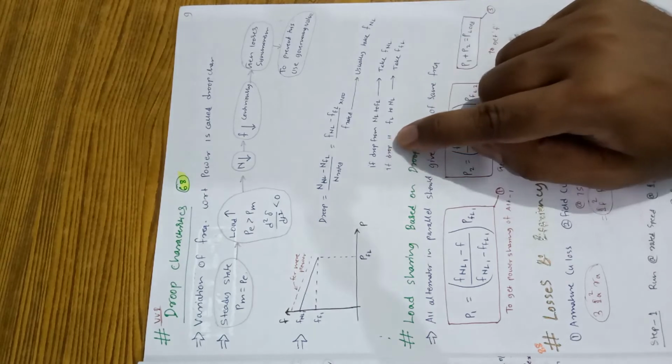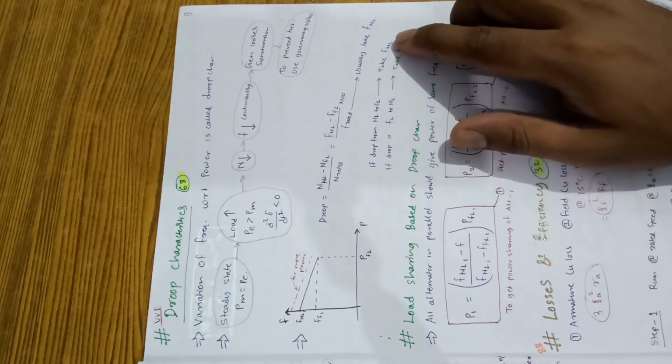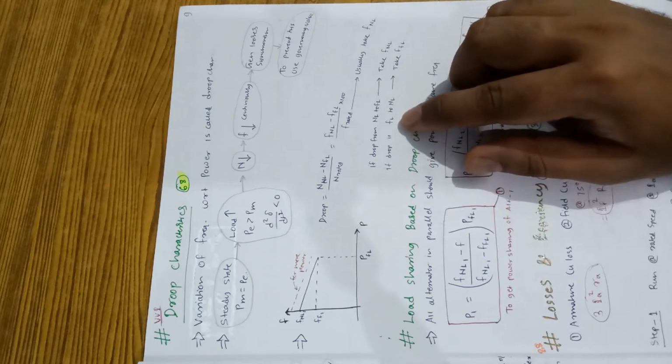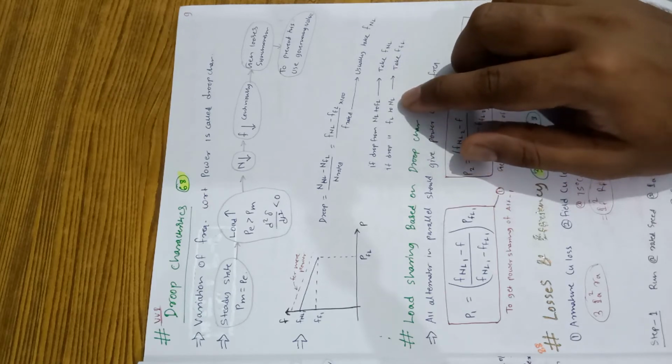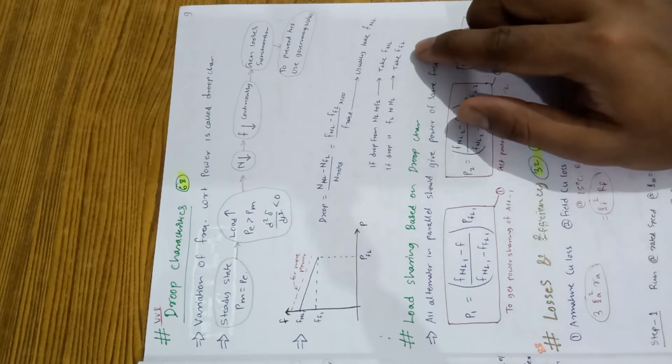If droop is from no load to full load, then we take F no load. If droop is from full load to no load, then we take full load frequency.